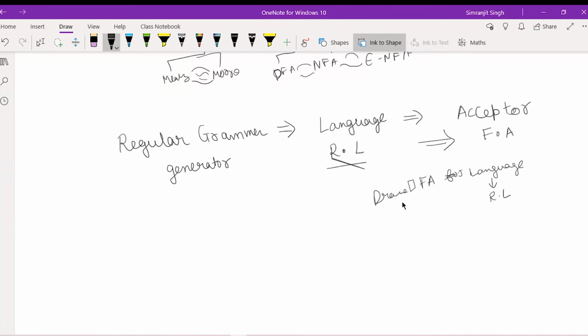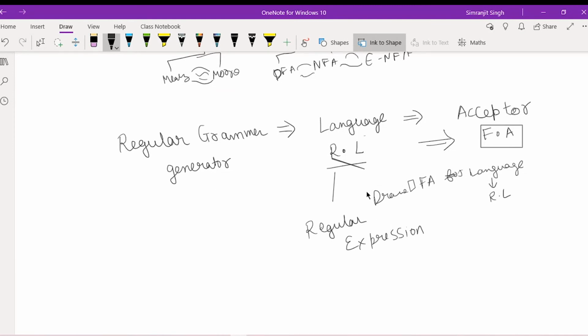For every regular language, a finite automaton can be drawn. If you are not able to draw a finite automaton, it means that the particular language is not regular. This language is represented by something called a regular expression.